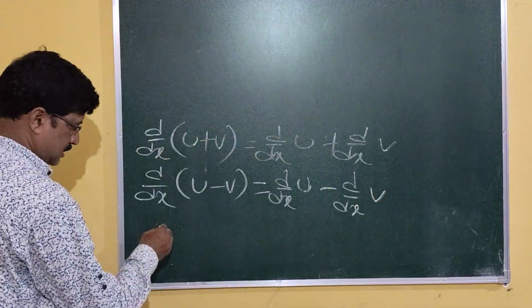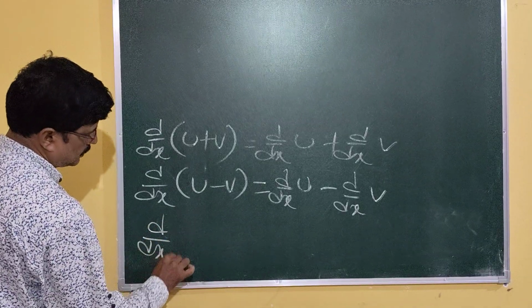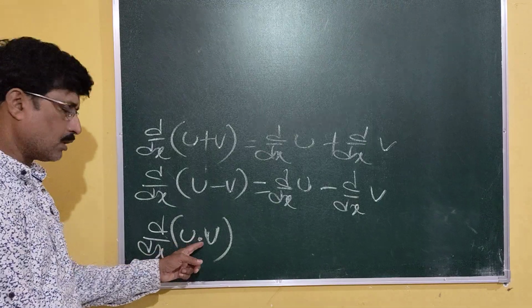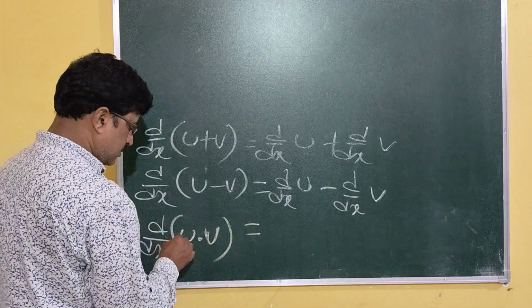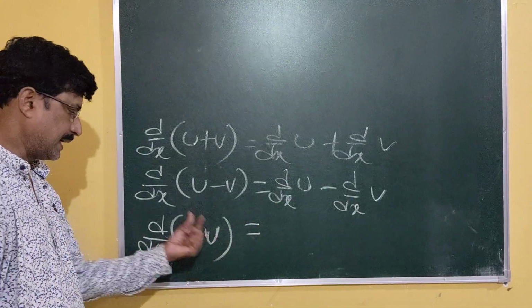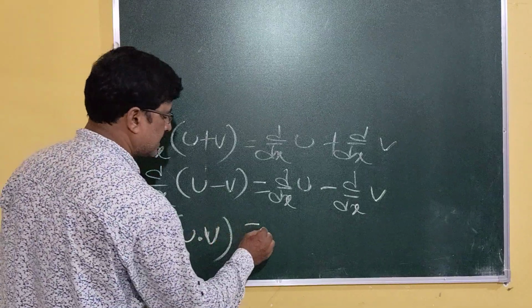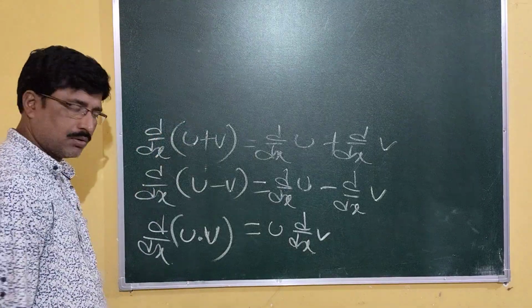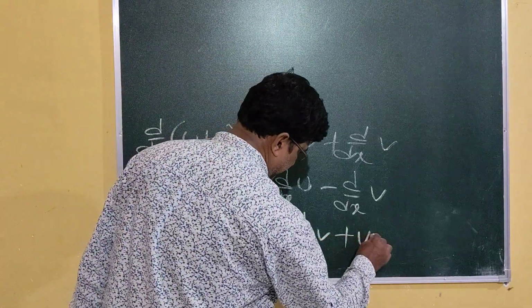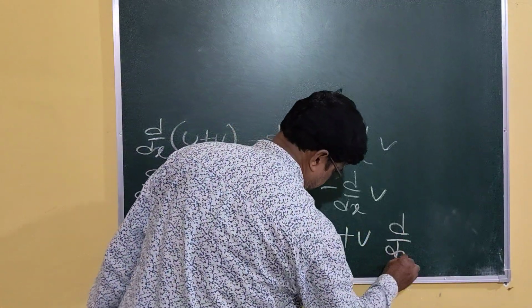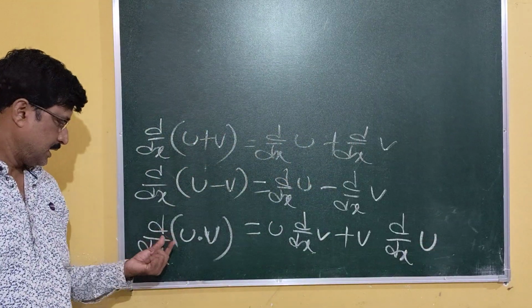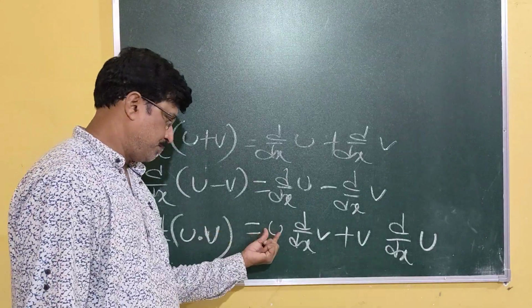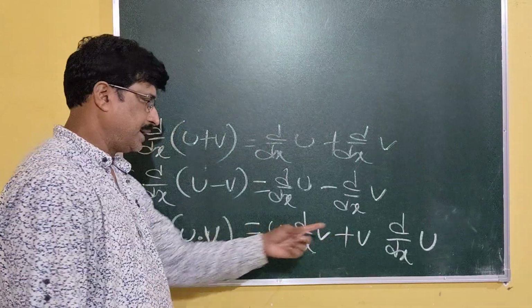Now dy dx of u into v. If it is a multiplication, what shall we do? We keep one and take the derivative of the other. That means u dy dx of v plus v dy dx of u. That is, u derivative of v plus v derivative of u.